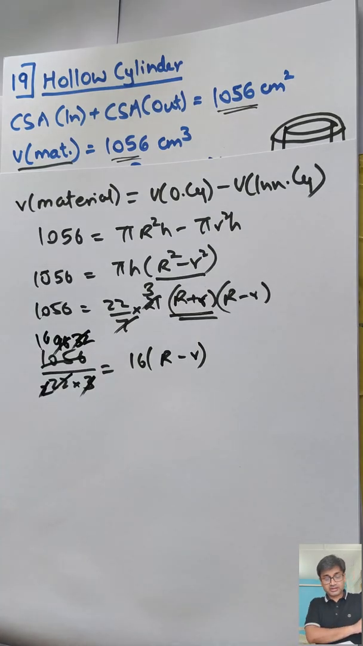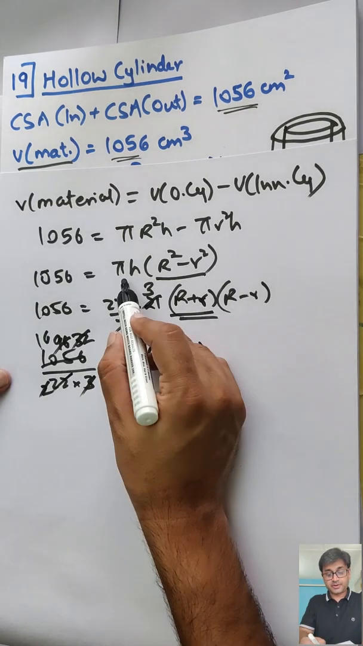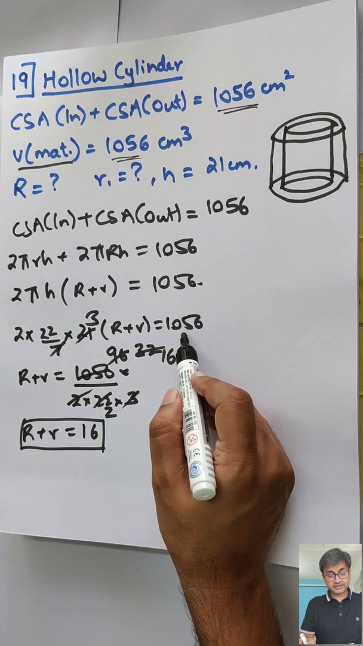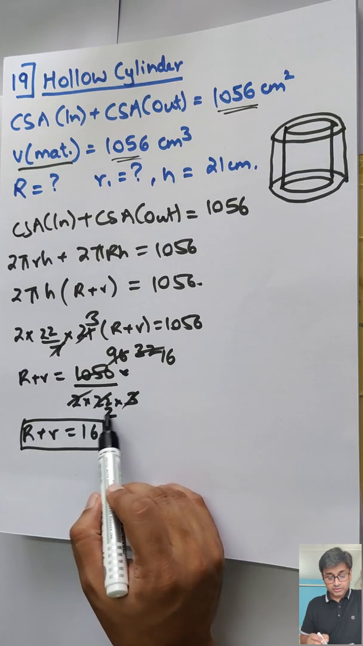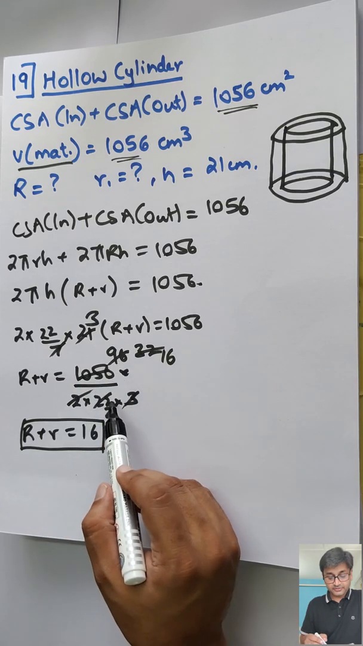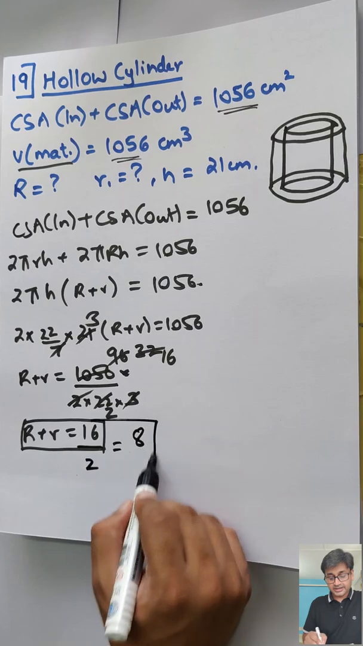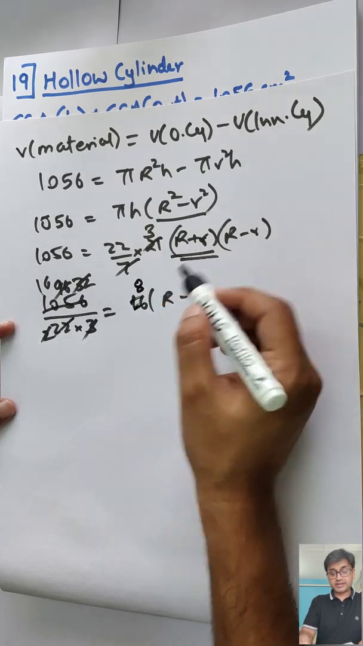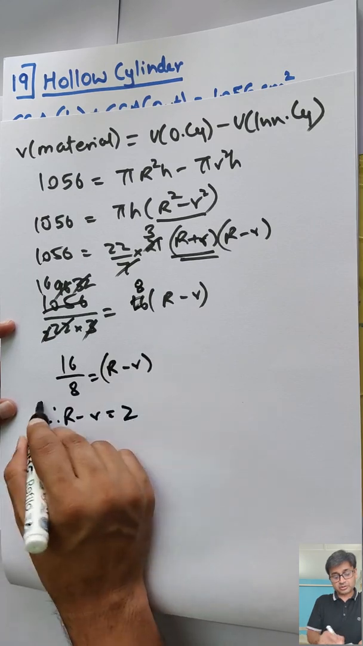So 16 divided by 16 is going to give me 1. Not possible, I think I messed up something somewhere. Let me recheck. 1056, pi h common, (R plus r)(R minus r). 7 ones are 7, 3s are 21, so 22 and 3 come down. 11 2s are 22. See, this 2 I messed up. I did 16 upon 2 and forgot. So it's supposed to be 8, not 16. And this 8 goes down, and I will get R minus r. Therefore R minus r is 2.